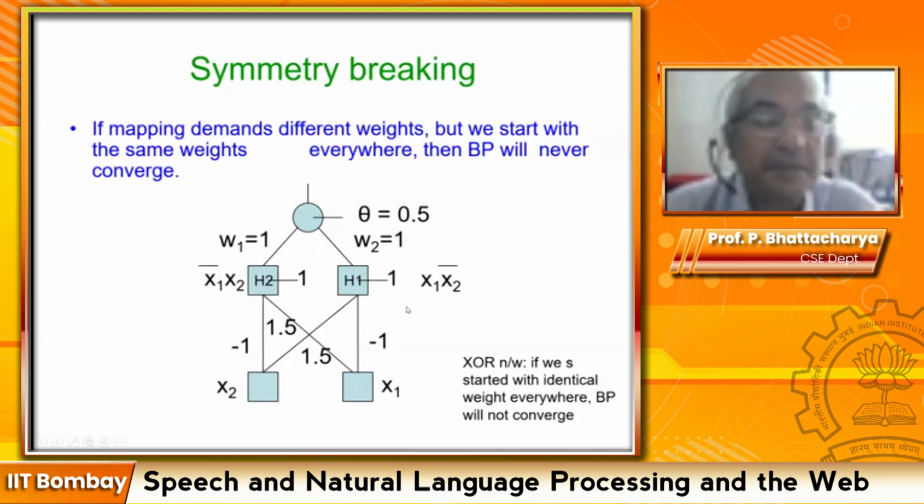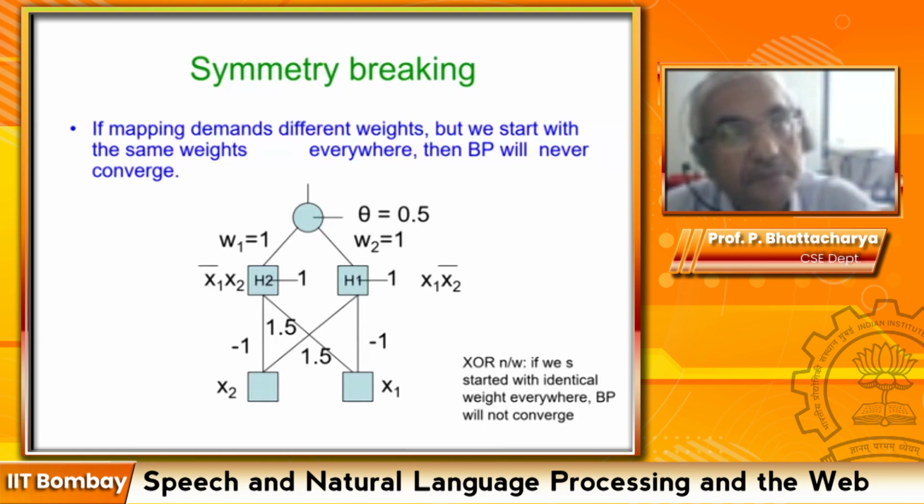Sir, so it will depend on the input also, right? So x1 and x2, if they are different, then we will have... No, we are considering the connection going from x1. There are two connections going from x1.